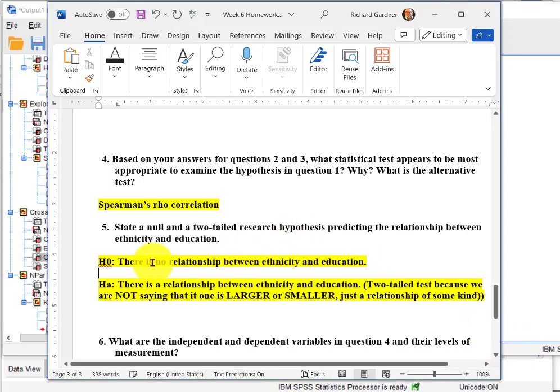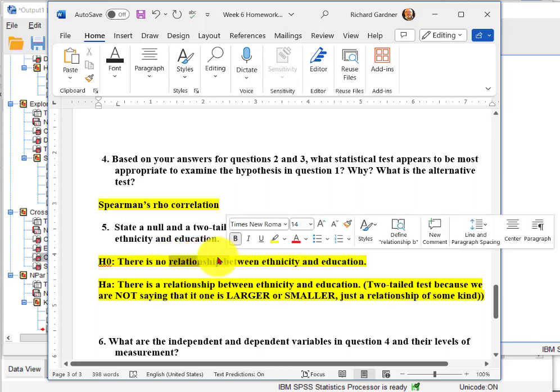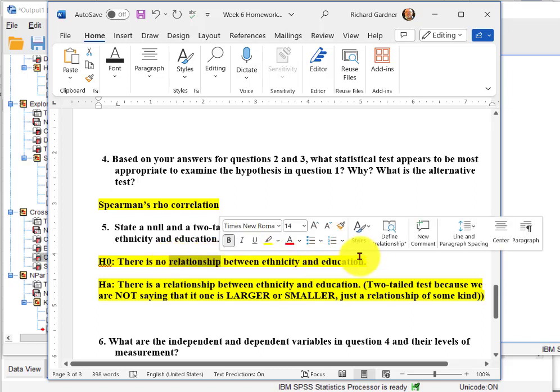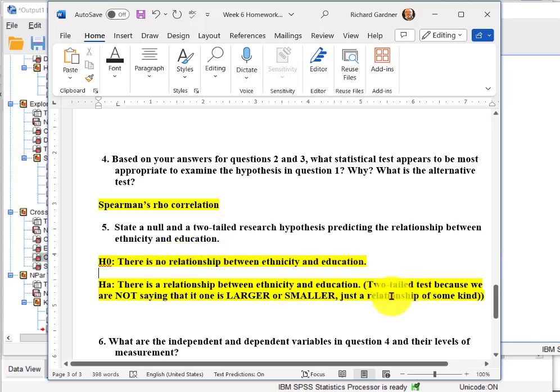All right, the null is easy. It says there's no relationship between ethnicity and education. I'm assuming they're talking about a correlation, because relationship means correlation, but it can be interpreted as other things in statistics just to make it harder on you guys. But that's the null. There's nothing going on between ethnicity and education. The alternative is there is something going on, right? There is a relationship between ethnicity and education.